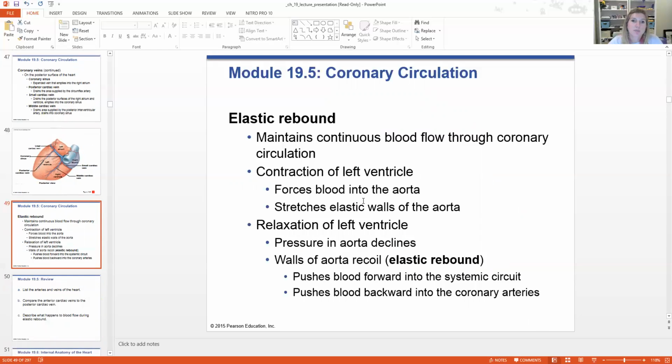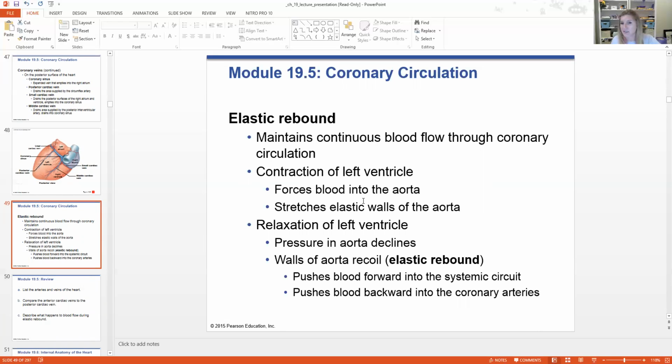So there is something called elastic rebound that exists within our cardiac function. This is the whole idea that our heart needs to maintain continuous blood flow throughout the coronary circulation. The contraction of the left ventricle is going to force that blood into the aorta, stretching the aorta, and then when that blood pressure relaxes, the pressure in the aorta declines, and so there's kind of like this backflow of blood down the aorta. The blood kind of relaxes back down, and flows into the coronary arteries.